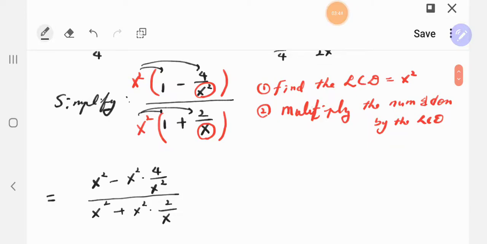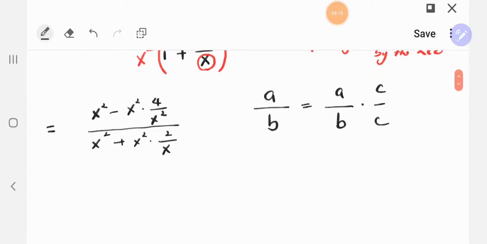Why can we multiply the whole numerator and denominator by the LCD? We have a fraction a over b. Is it okay to multiply the numerator and the denominator by some number c? This is still okay, because once you simplify the right side, it becomes a over b. Multiplying the denominator by c and the numerator by c gives the same value.